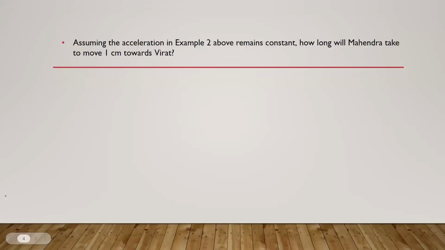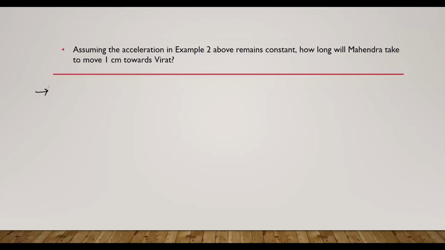Okay, now next question, and that is one additional question on the same page number from use your brain power. So what they're asking here: assuming acceleration in example 2 above remains constant, and that acceleration is 5.34 into 10 raised to minus 9 meter per second square. So it remains constant. How long will Mahendra take to move 1 centimeter towards the Virat?